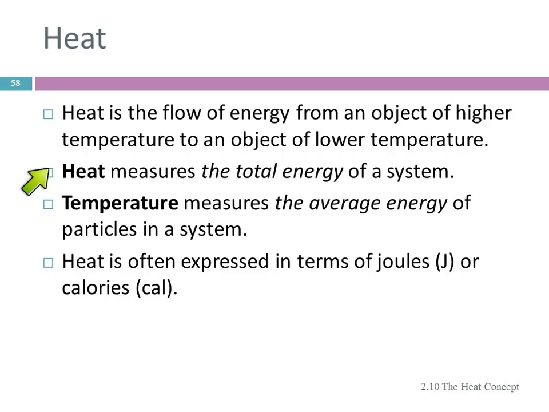Heat measures the total energy of a system. Temperature measures the average energy of particles in a system. And so they're very similar and they're very easily confused, but they're not exactly the same. We measure temperature in degrees Celsius, Fahrenheit, or kelvins. We measure heat in terms of joules or calories. In chemistry, there are other units as well.